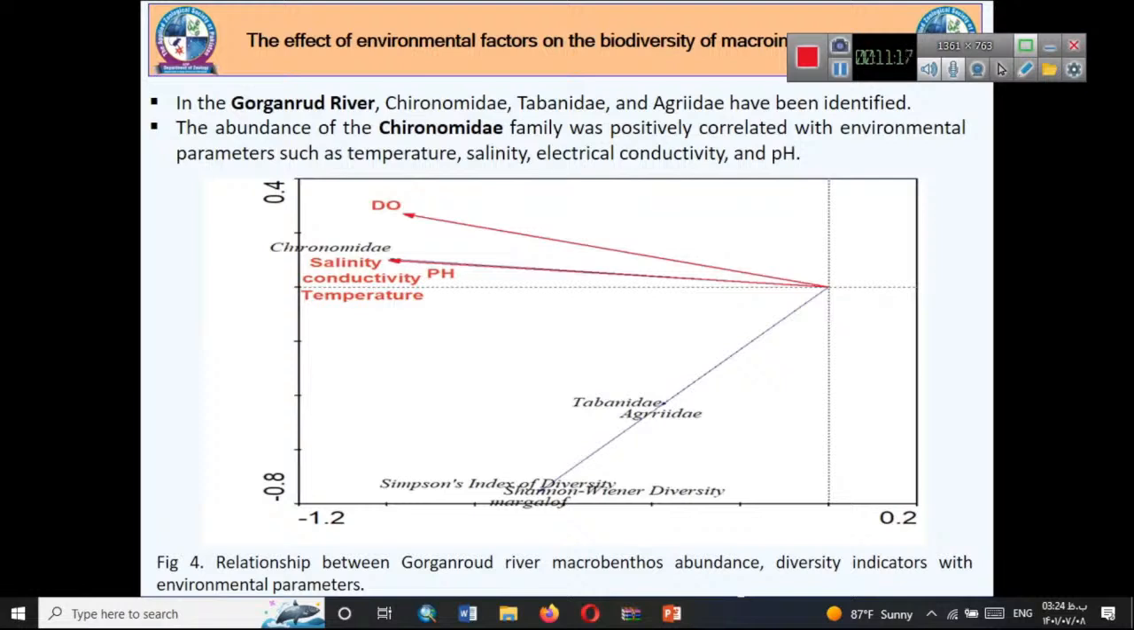The effect of environmental factor on biodiversity of Gorgonwood River macroinvertebrates. In the Gorgonwood River, Chironomida, Tabanida, and Aiguida have been identified. According to the first axis, as the basis of correlation analysis, the abundance of the Chironomida family was positively correlated with environmental parameters such as temperature, salinity, electrical conductivity, and pH.